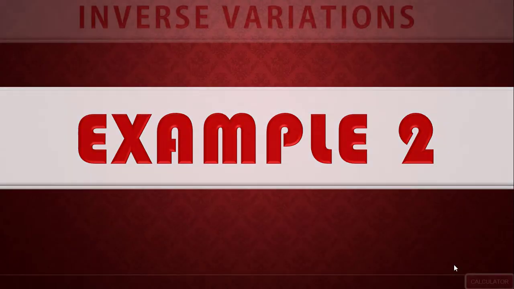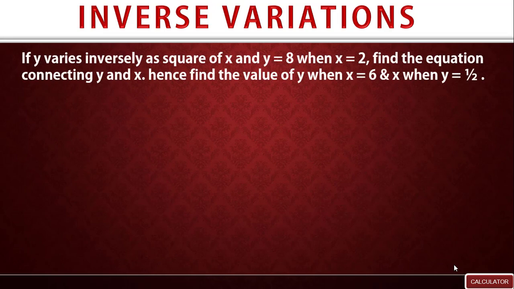Example 2. If y varies inversely as square of x and y equals 8 when s equals 2, find the equation connecting y and s. Hence, find the value of y when s equals 6 and s when y equals half. So let's try to interpret this statement.